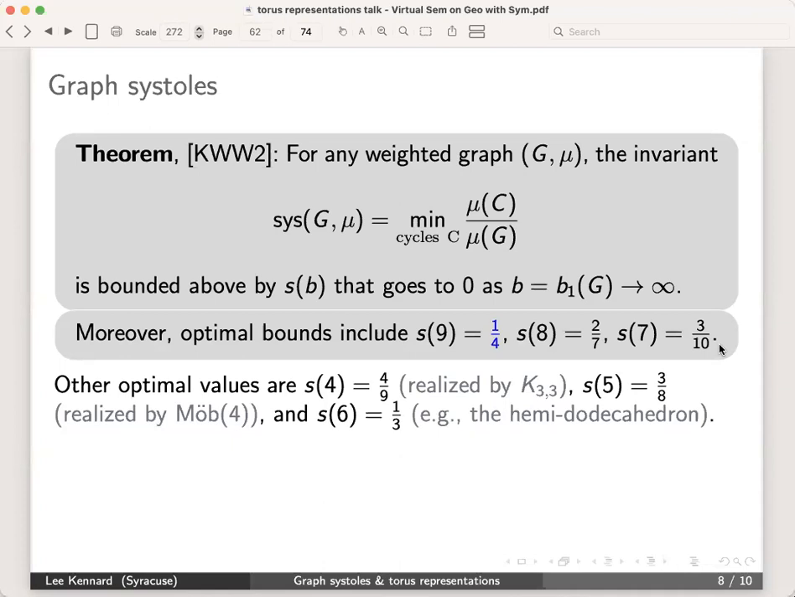And it turns out, what did I say? So this one has 10 vertices, 15 edges. It has girth 5. It's the smallest cubic graph with girth 5. And so it's also called the Petersen graph. It's famous in graph theory. Anyway, it's got systole of 1/3.